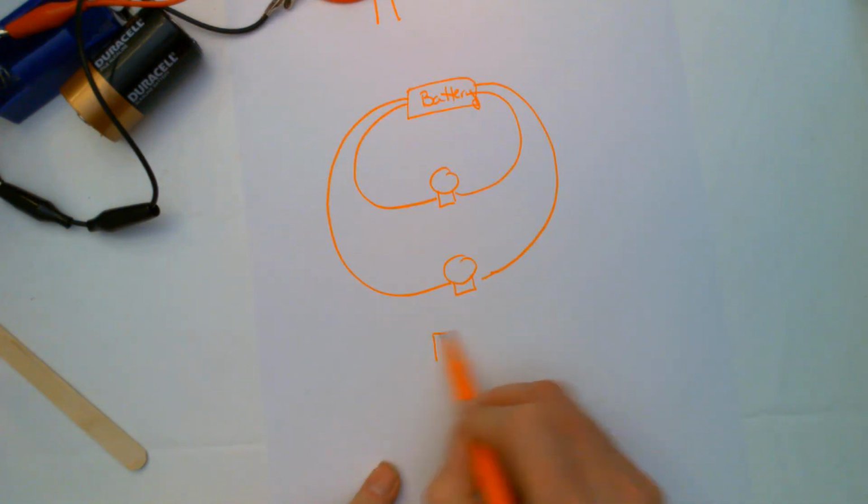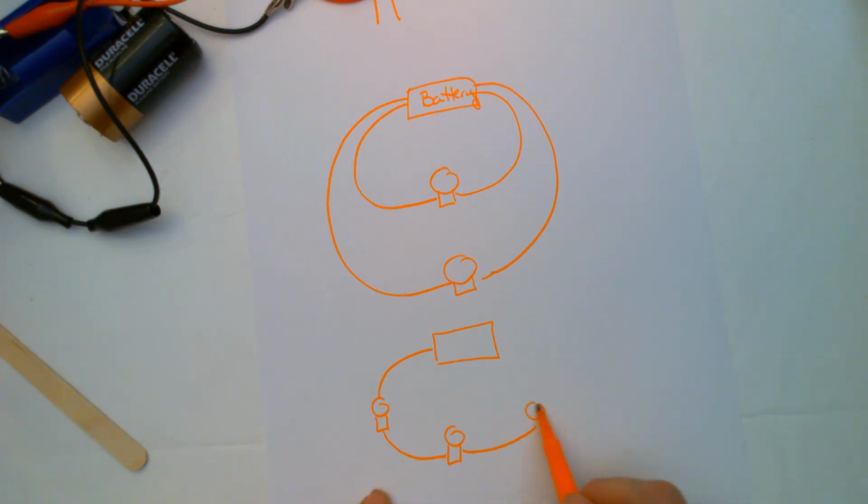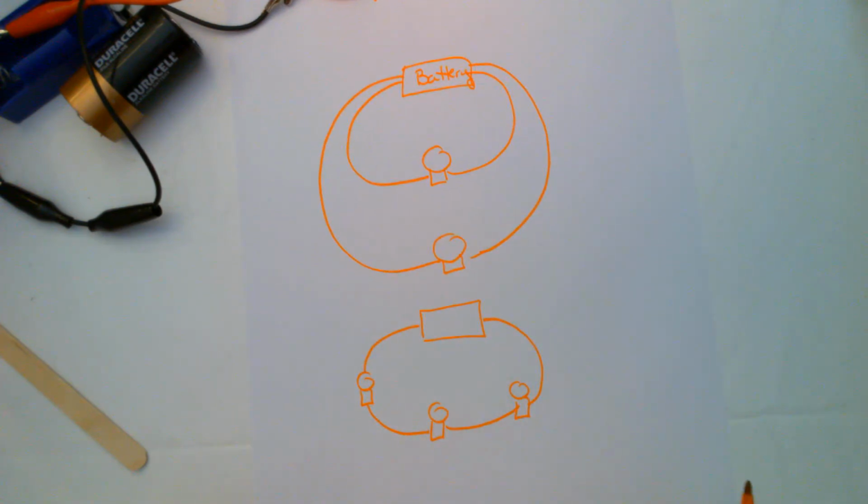Or you could do a series circuit where you would have a light bulb right here, and then you could put maybe another light bulb right here, and then you could put another light bulb right here. And the thing with this kind of circuit is that if I were to unscrew one of these light bulbs, all the light bulbs would go out.